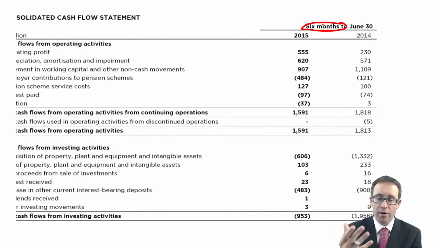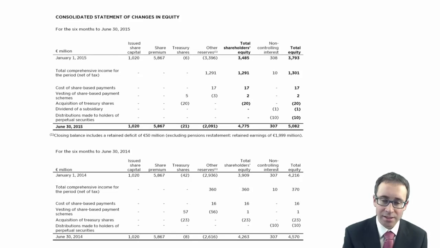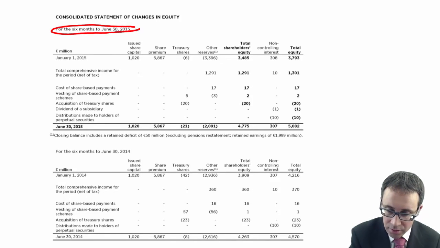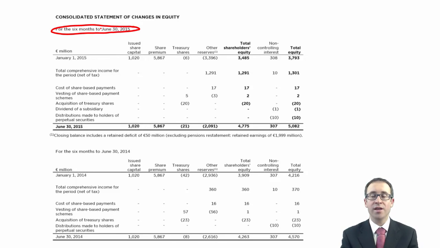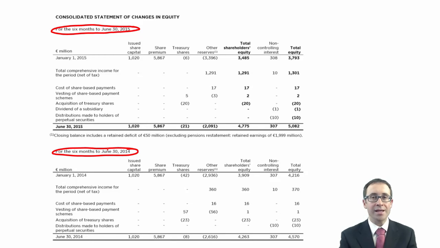Again, I've cut it short. You've only got the operating and investing. I've not bothered putting the financing activities in there, but it's a little bit more condensed than what you would normally expect. And then what you've got there, your consolidated statement of changes in equity, isn't it? So you've got there, is it for the 6 months to June 2015? You look at the same period, isn't it, for June 2014? Okay.